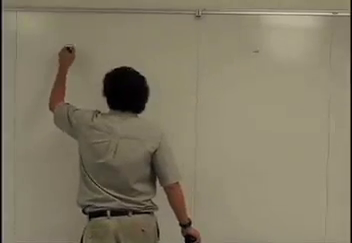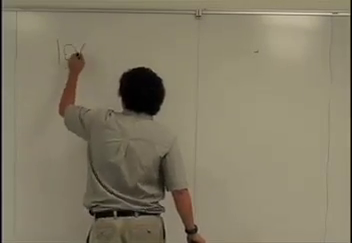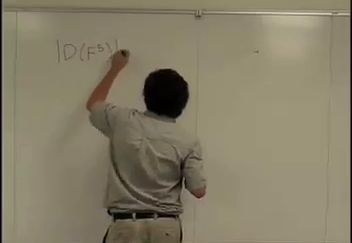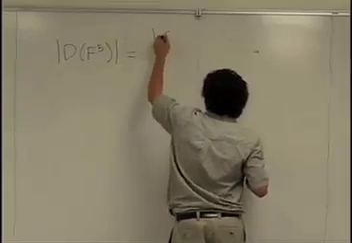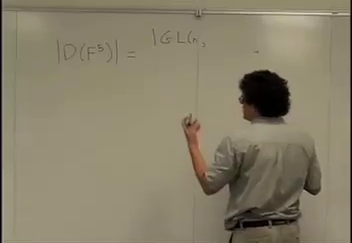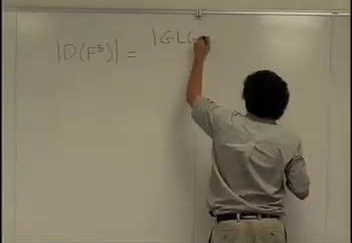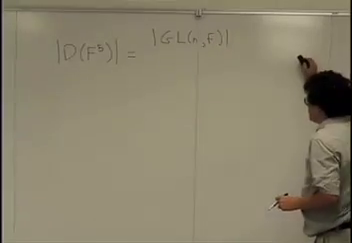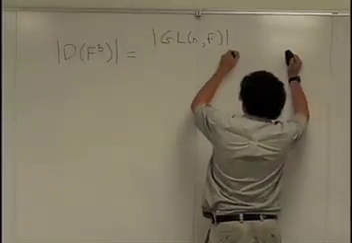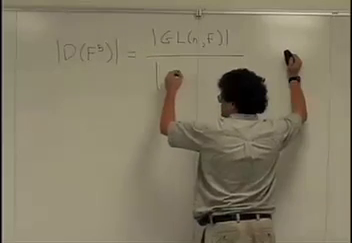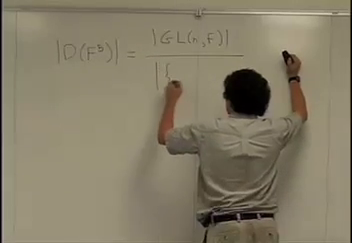So that's right. To count the set of D flags in this particular case, we're just going to count the size of GLN, and maybe now I want to remind, I could write it as GLN of F_q, the field with q elements. And then we're going to divide by the size of this subgroup.